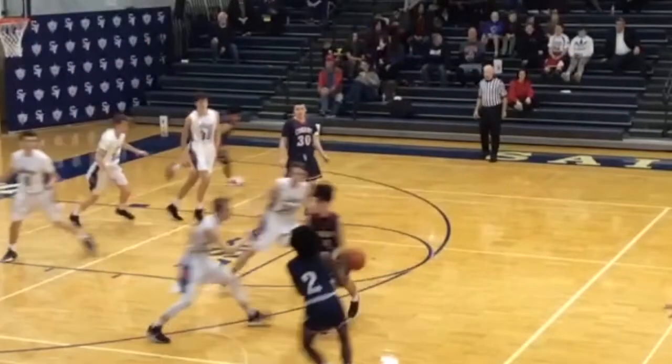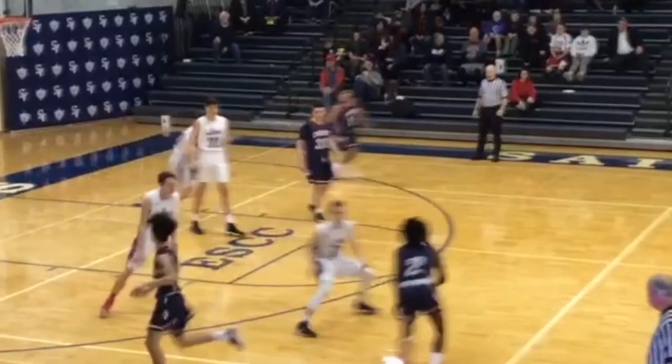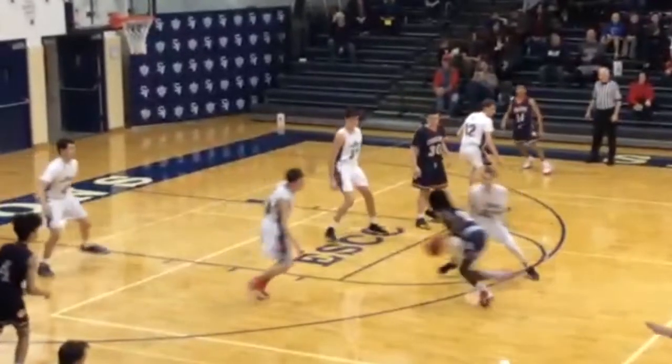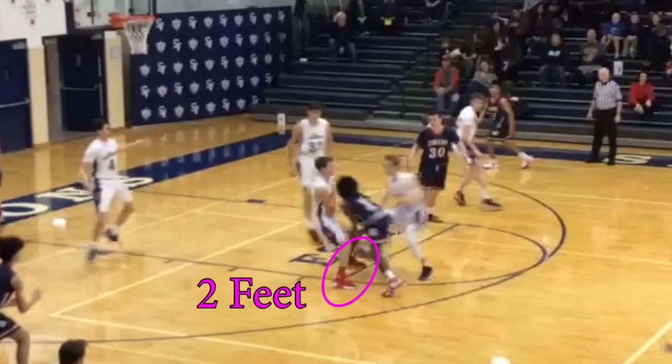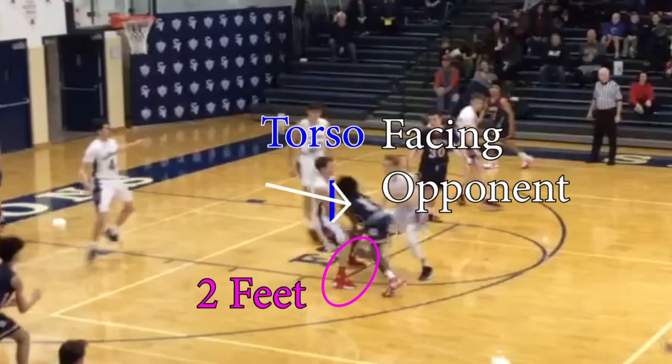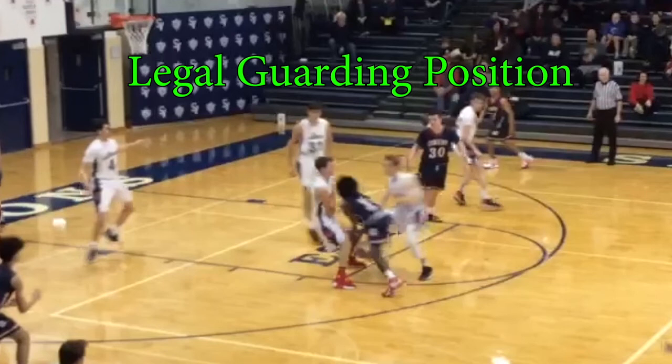Well, according to Rule 4, Section 23, there are only 2 factors that are needed to establish a legal guarding position. 1. The guard shall have 2 feet touching the playing court. And 2. The front of their torso shall be facing the opponent. That's it. So the defender in this clip has established a legal guarding position.